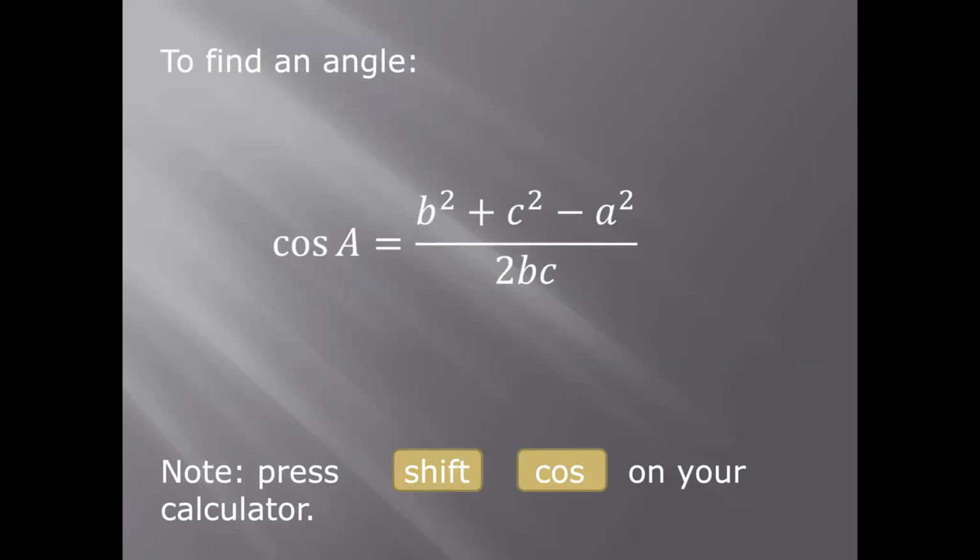If we want to solve for an angle, we will just derive the formulas given earlier and we can come up with this formula. Suppose we want to solve for angle A. Therefore, our formula will be cosine A equals b squared plus c squared minus a squared all over 2bc. But remember, whenever you are using your calculator, you need to press shift cosine in order to get the desired angle of the triangle.